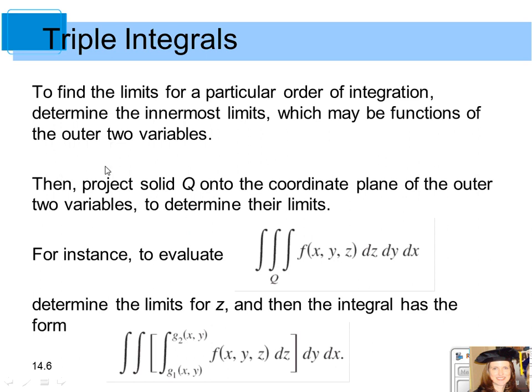Once you get those innermost limits, then you project that solid onto the coordinate plane of the outer 2 variables and determine their limits. For example, if you want to evaluate this triple iterated integral of the solid region Q, if the order is dz, dy, dx, you want to determine the innermost bounds of z in terms of a bottom z equals to a top z equals, and those z's could be functions of x and y. And then once you get that, you're going to project that onto the xy plane, because the dy, dx are the outside differentials.